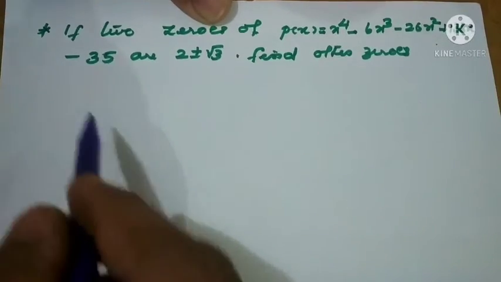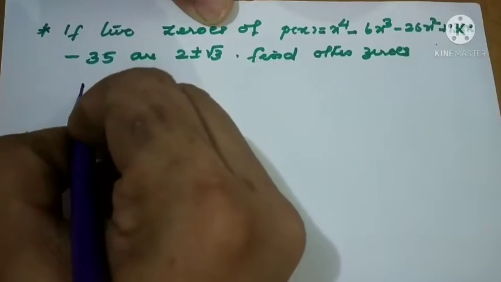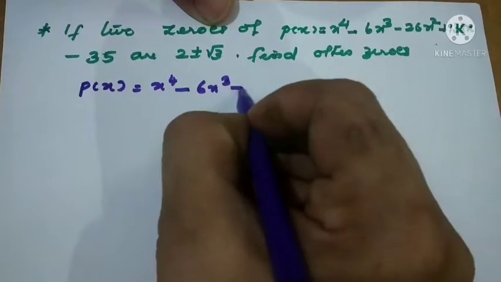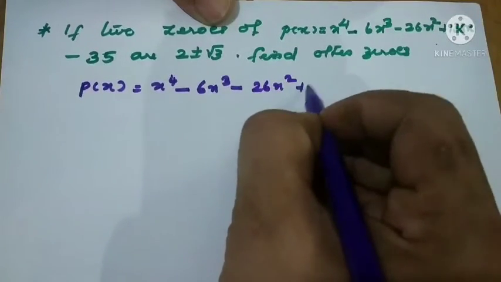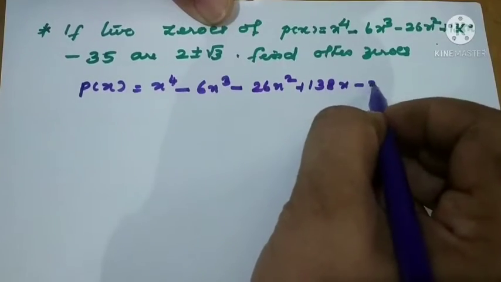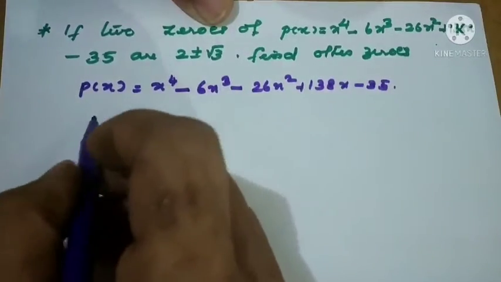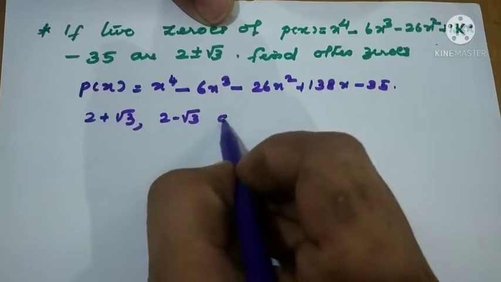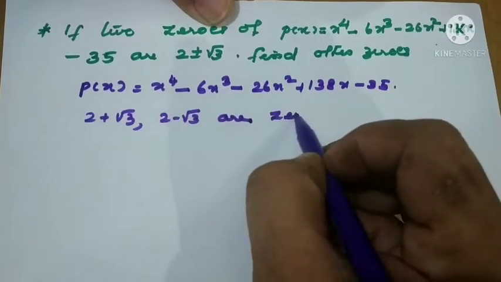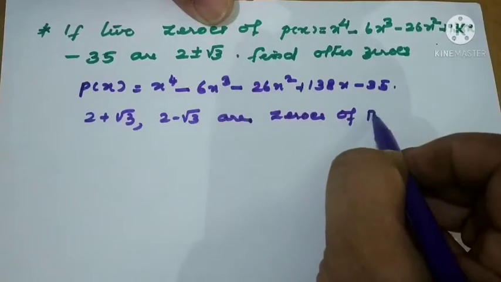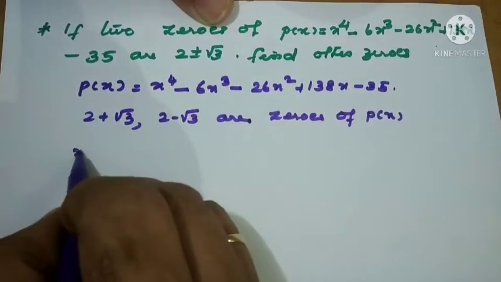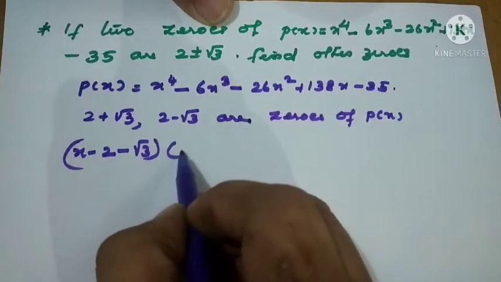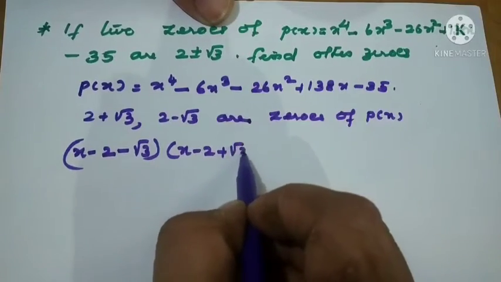So let us see. What we should write here first, p of x. P of x equal to x raised to 4 minus 6x cube minus 26x square plus 138x minus 35. Now what is the next step? 2 plus root 3 and 2 minus root 3 are the zeros of p of x. That means x minus 2 minus root 3 and x minus 2 plus root 3 are the factors.